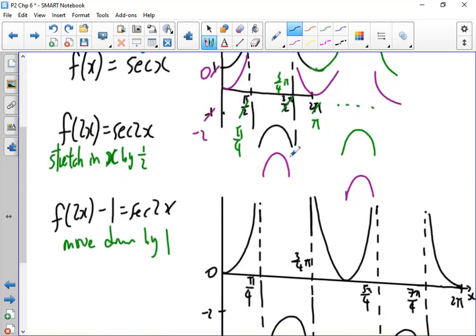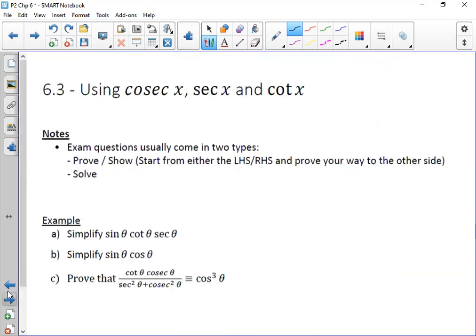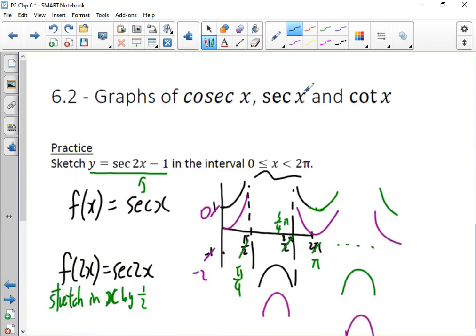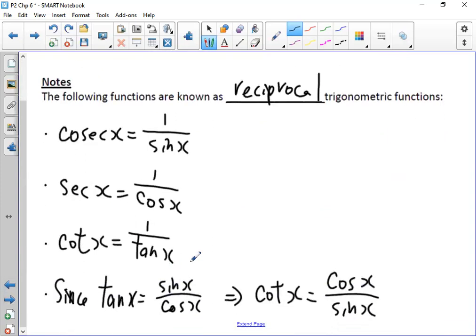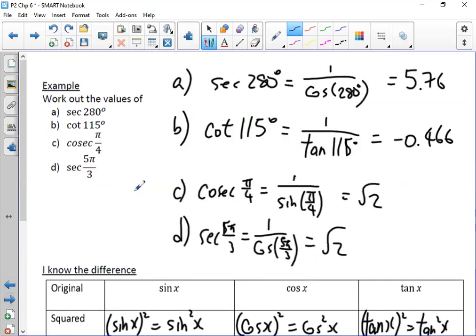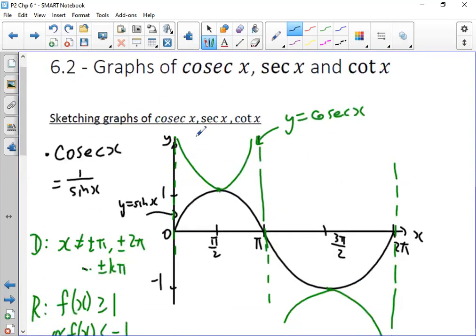So you can see my purple line is my final draft. That's what I'm thinking. Okay, and that's the end of 6.1, 6.2, an introduction of cosec x, sec x, and cot x. What you've learned is the definition of cosec, sec, and cot, and the difference between square, reciprocal, and inverse. This you haven't actually learned, you're just recapping. I'm just making sure you don't pick up any misconception from here. And then you've also learned about the graphs of them.